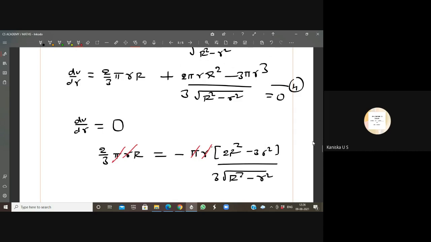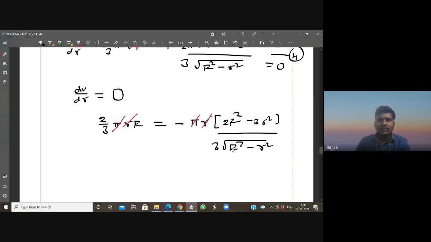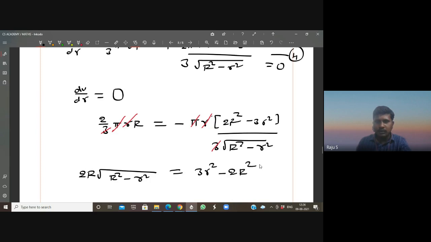Okay, friends, after that, cross multiply this. Here 3, 3 also get cancelled. What is the remaining value? Just 2 into capital R. When I cross multiply here, this is capital R square minus small r square. It is equal to, on the right side, when I multiply with minus 3r square minus 2 capital R square.